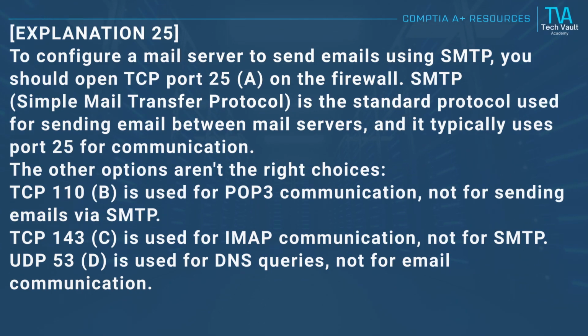TCP 110 (B) is used for POP3 communication, not for sending emails via SMTP. TCP 143 (C) is used for IMAP communication, not for SMTP. UDP 53 (D) is used for DNS queries, not for email communication.